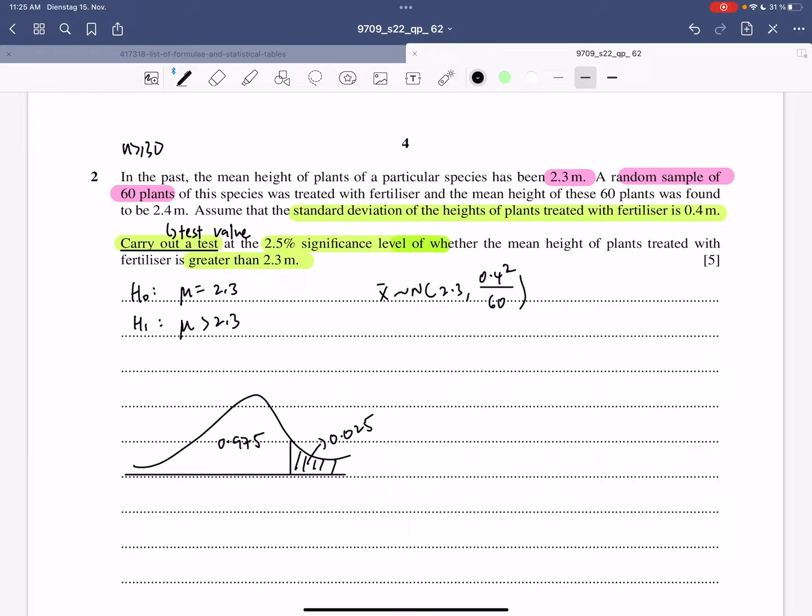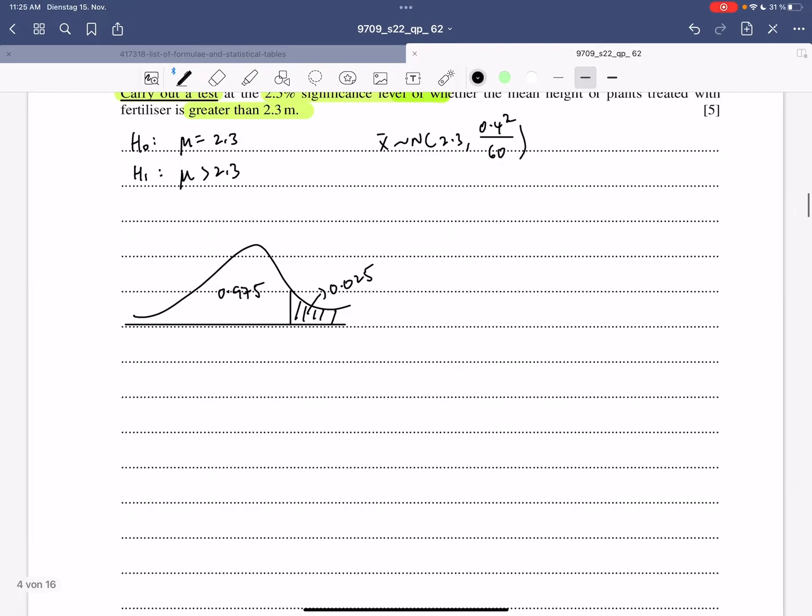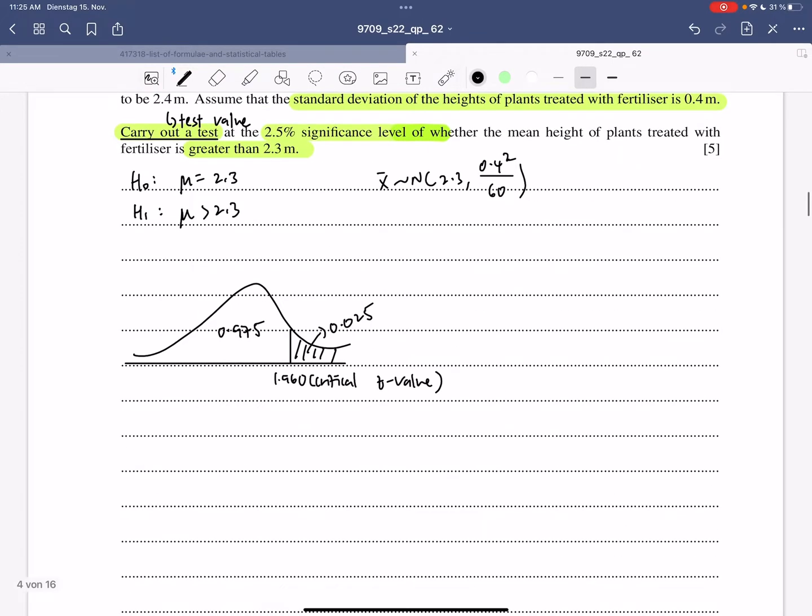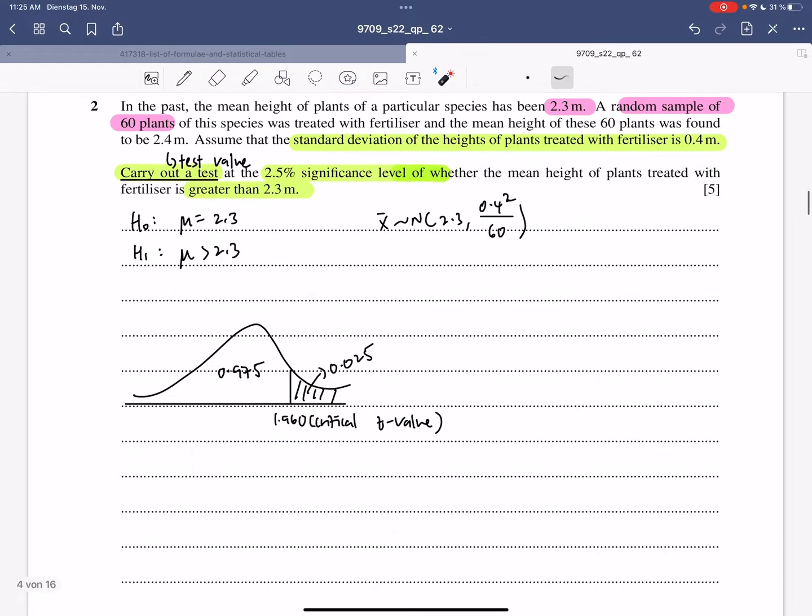So let's find the critical Z value. The critical Z value will be 1.960. So you read the normal distribution table here. Okay, so we already found the, let me label here, critical Z value. And here is the critical region, because this is a hypothesis test for a continuous distribution, so it is greater, so anything that lies here will fall into the critical region.